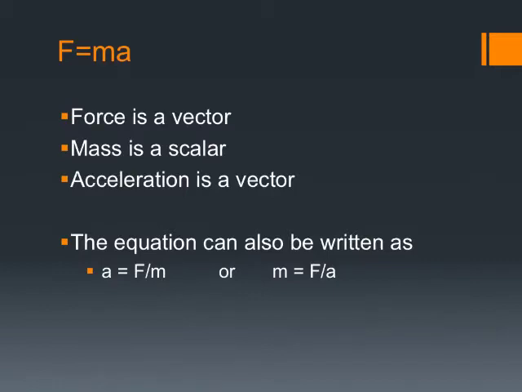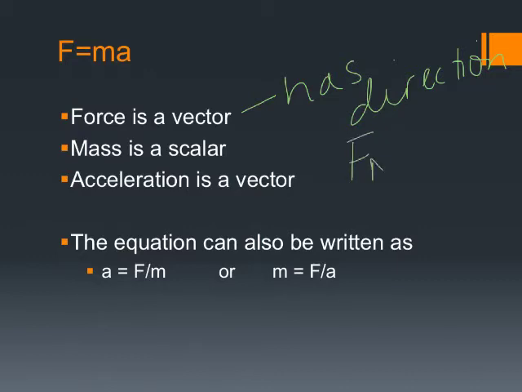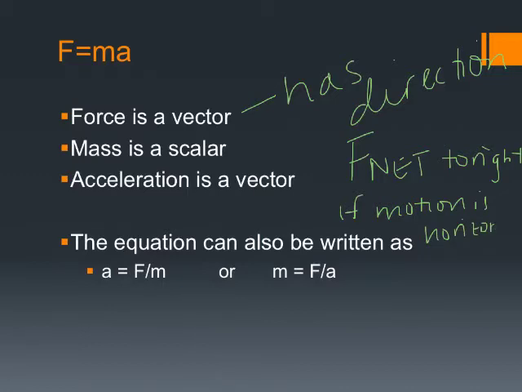So, your equation, F equals ma: force is a vector, mass is a scalar, and acceleration is a vector. So force does have direction. And this will come in really important when we start free body diagrams with the next video. But force does have a direction. Usually, 99% of the time, F net is to the right if motion is horizontal. That way things stay positive. So always draw horizontal motion to the right, that way it stays positive for us.